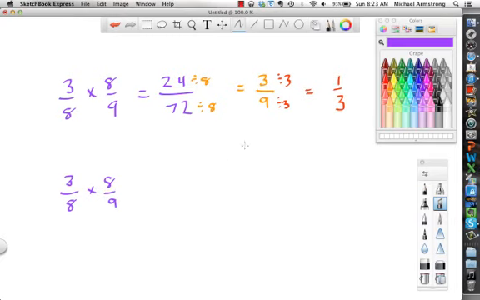And so if we look at it, the 8 and the 8, I don't even have to change them around. Remember, I changed them around last time. I said, well, that's 3 times 8.